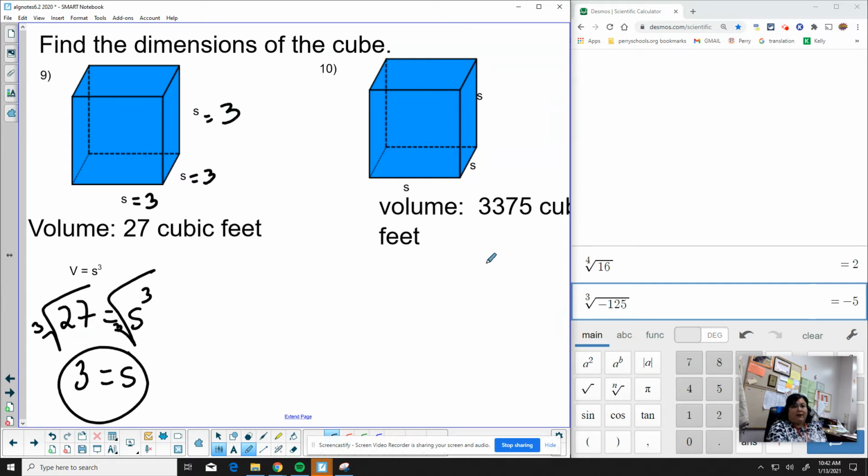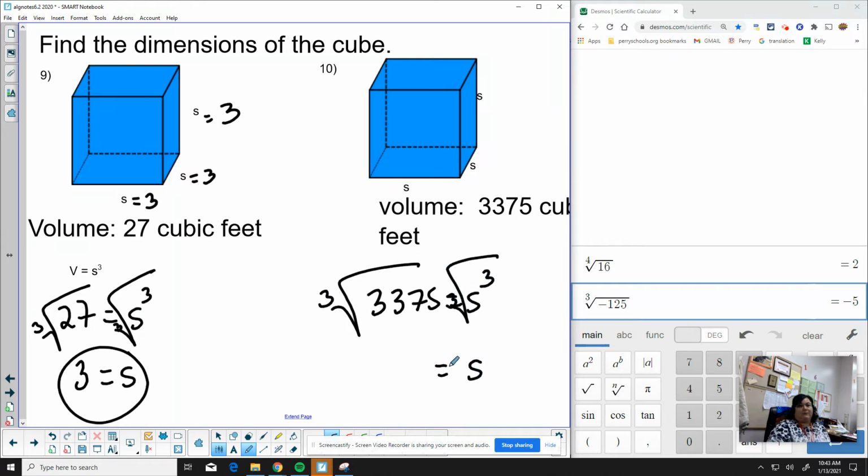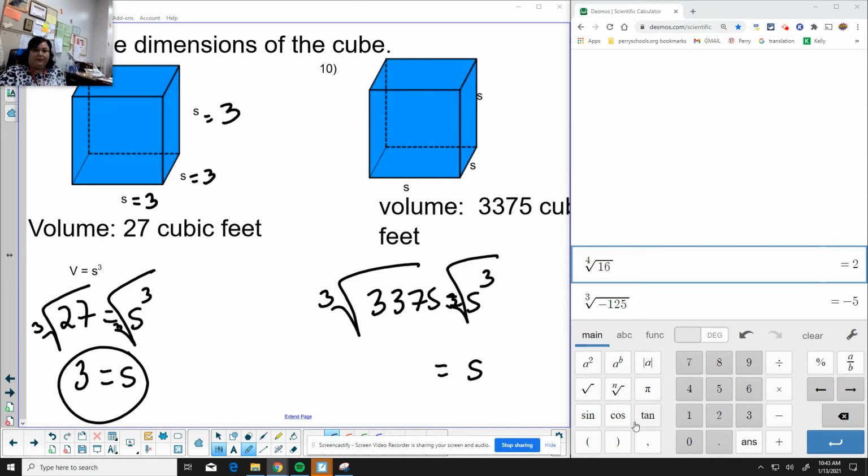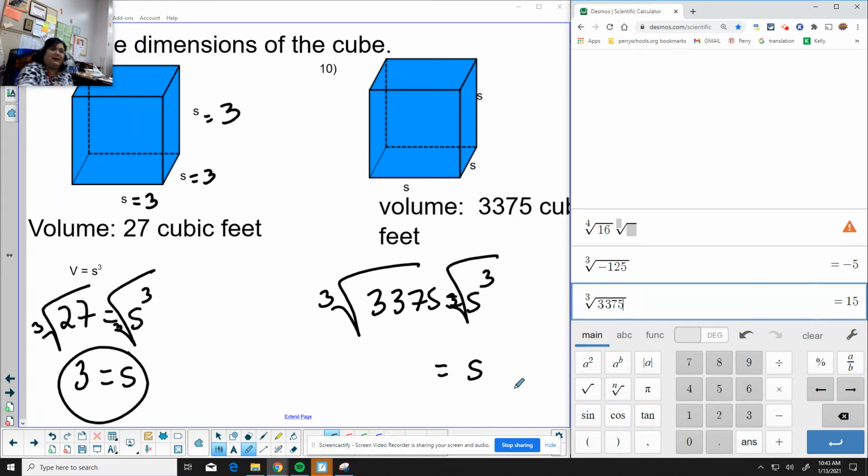If you want to give this one a try, give it a pause and try it. It's the same thing. So 3375 equals S to the third. Again, I'm taking the cube root on both sides. I don't know this one by heart, so we're going to have to put it in the calculator. We want an nth root, the index is 3, and underneath is 3375. So that's 15. So the sides on this particular cube are 15.